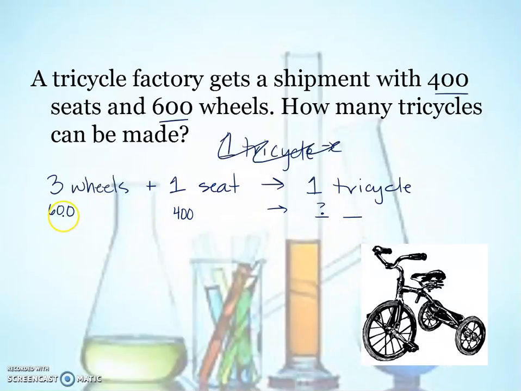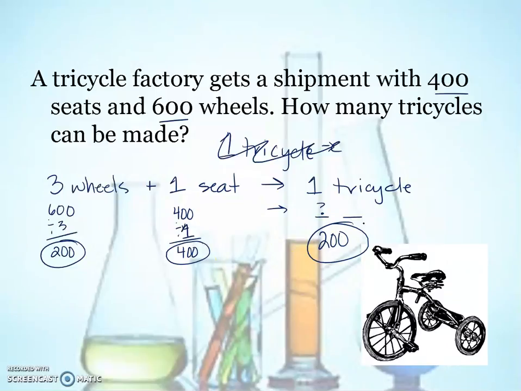Well, 600 wheels, each one gets 3. That would give us 200. Right? We have 400 seats, though. Let's make 400. No, you're not going to be able to make 400. Why? Because you can only make 200 complete ones, and then you'd have 200 seats left over. So how many tricycles can you make? 200. Okay, do you see what we're doing so far here?